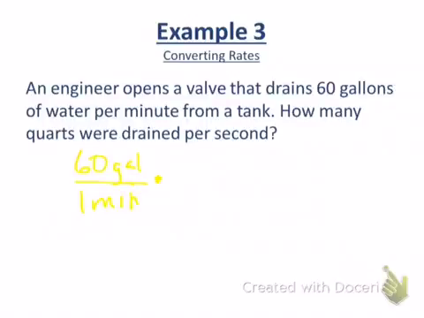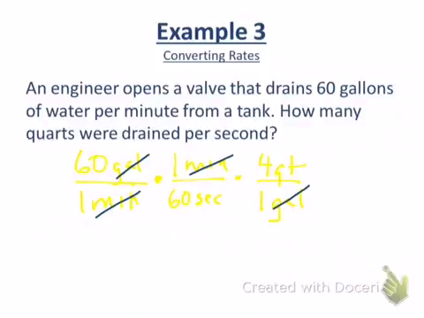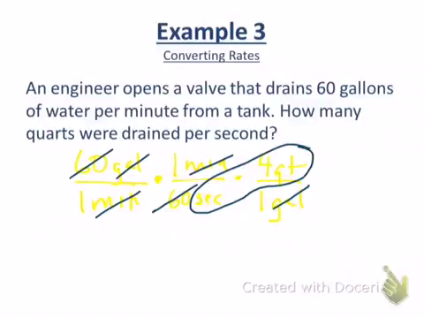All right, so I've got to get rid of minutes. 1 minute is 60 seconds. And I got to get rid of gallons, so I want to put the gallon on the bottom. 1 gallon is 4 quarts. Yes, it is 4, right? Yeah, you can just cancel the 60s out. Yes. So let's do our magic here. The minutes cancel. The gallons cancel. That's what we want. So we're left with quarts per second. The 60s cancel. And we're left with 4 quarts per second.